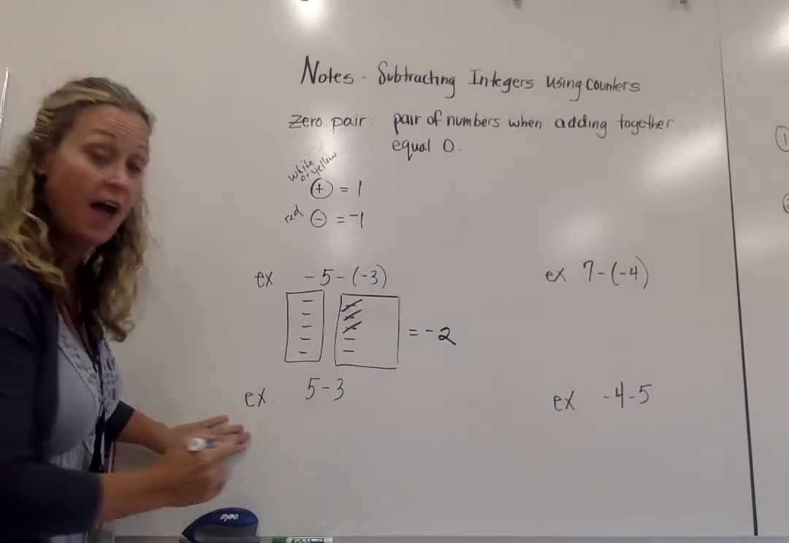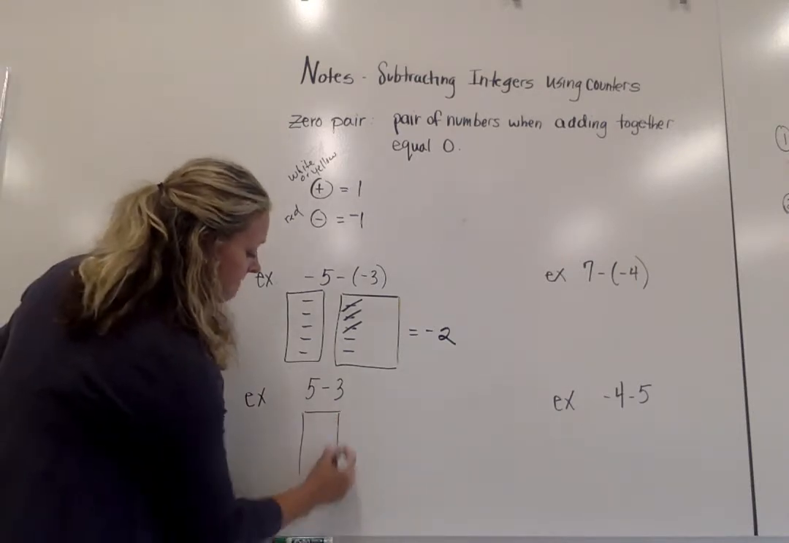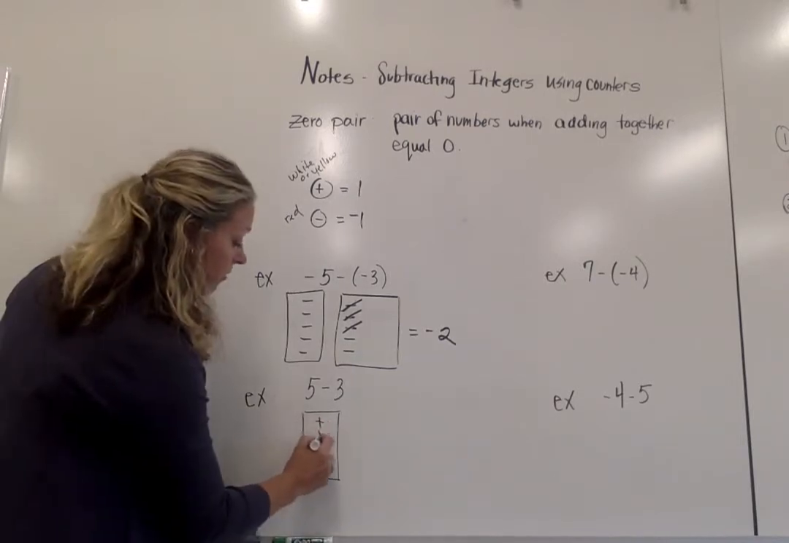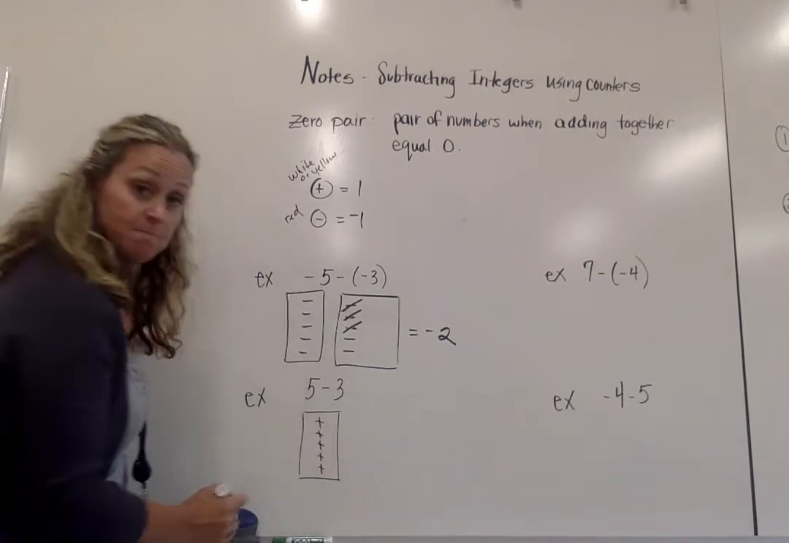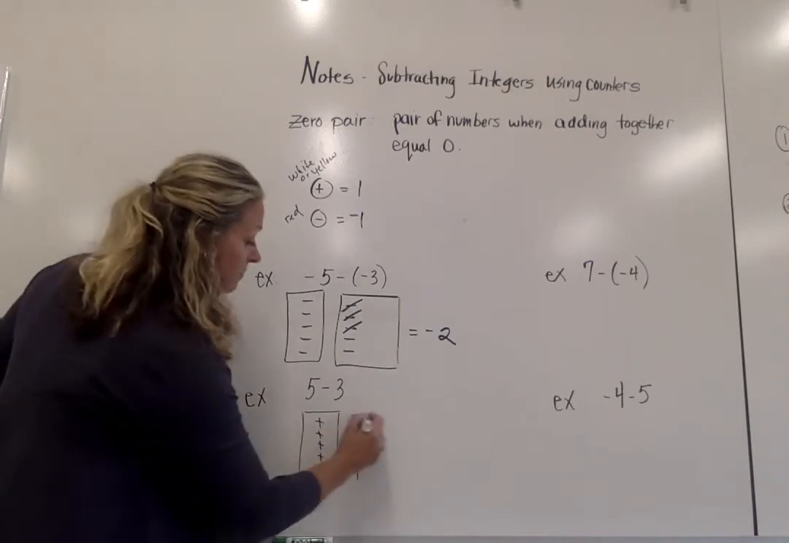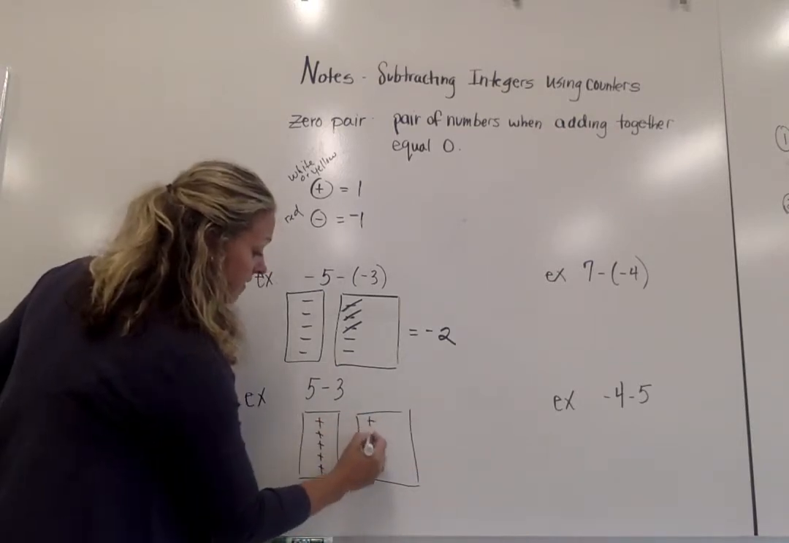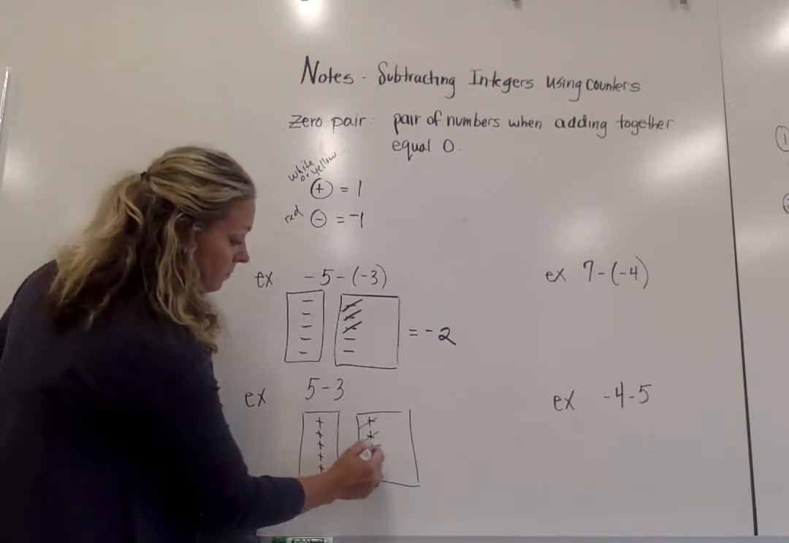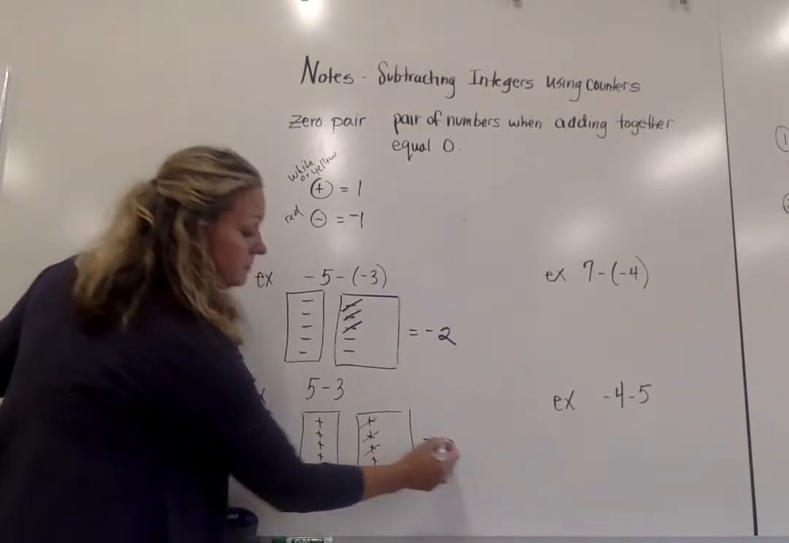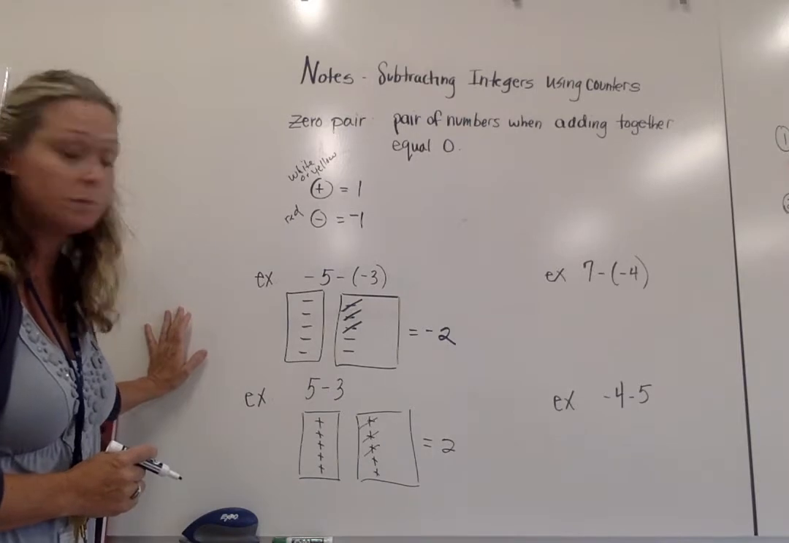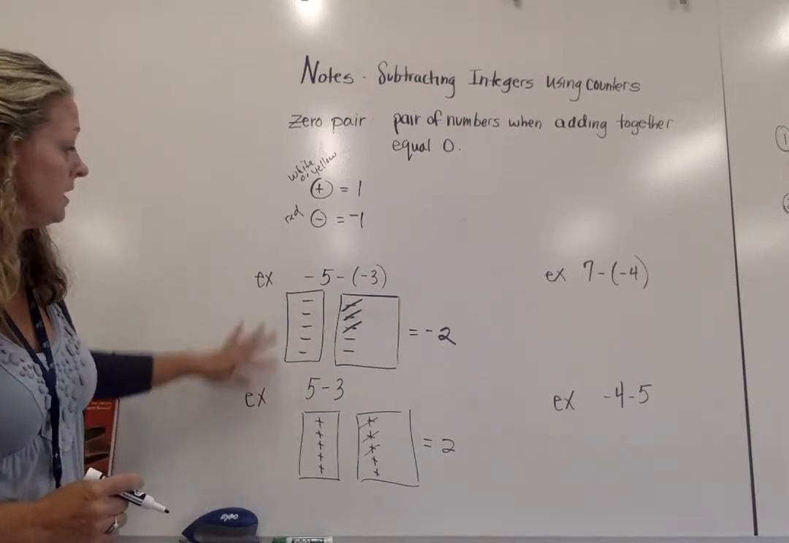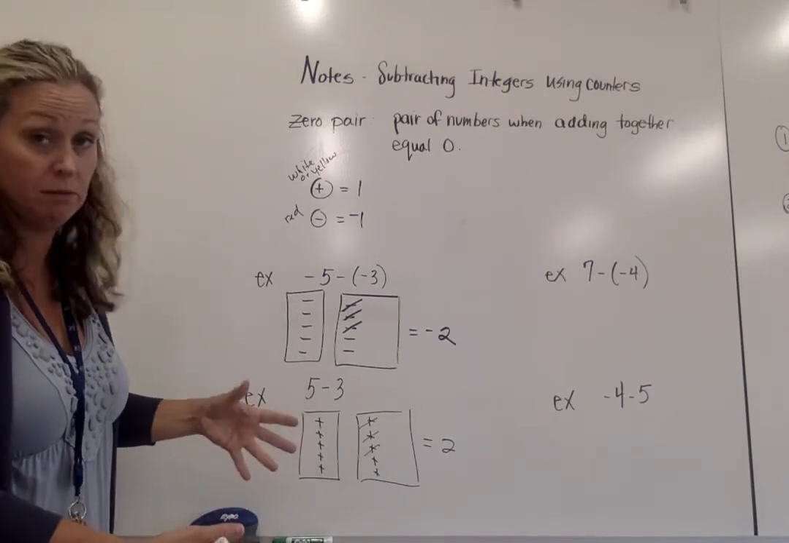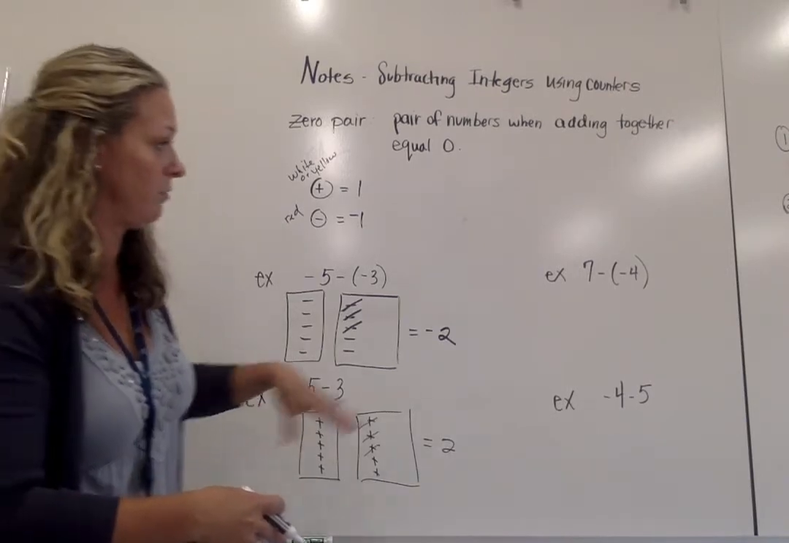In example 5, it's saying that I have 5 positives and I want to take away 3 positives. So I model that I have 5 positives. I then complete the operation by saying that I have 5 positives, and I'm going to take away 3 of them for an answer of +2. So the first part I'm doing is literally modeling it, and then I'm performing the subtraction problem, the actual part that I'm trying to work through.